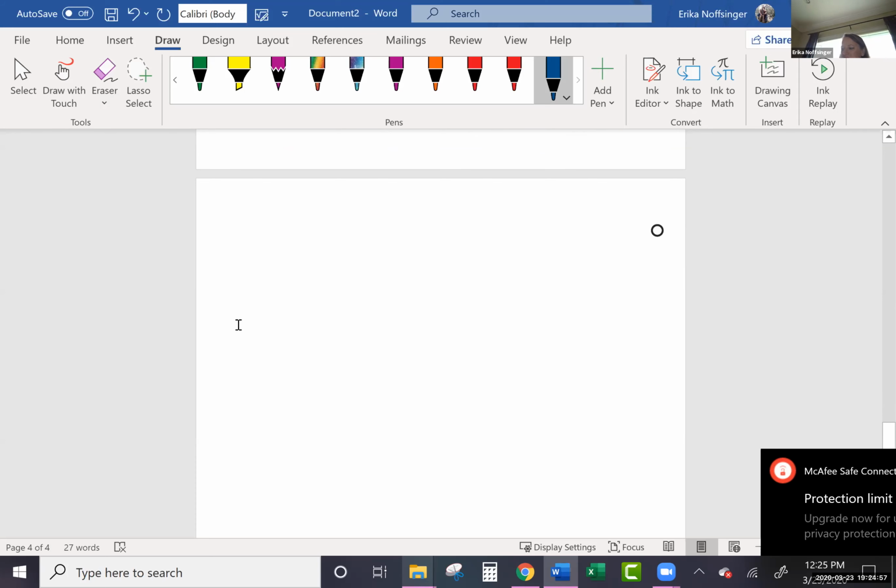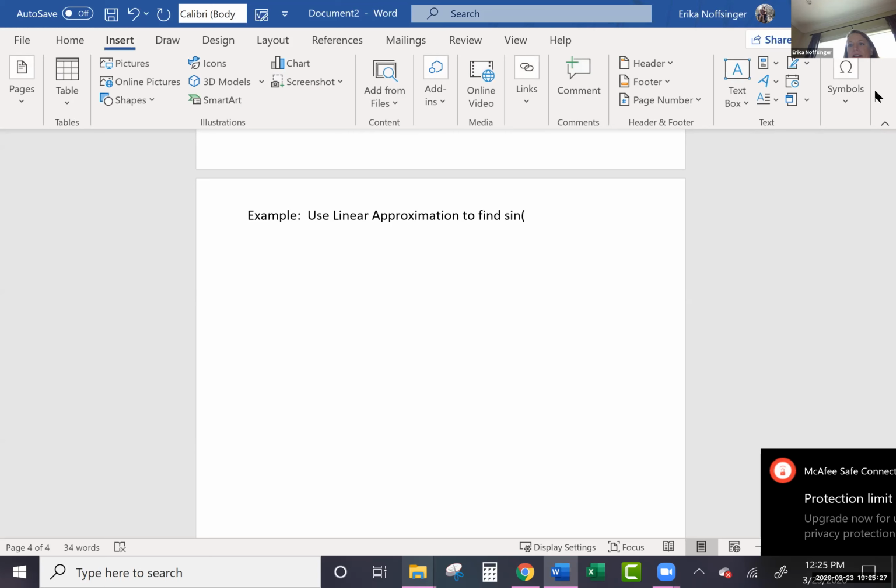So what if it said use linear approximation to find sine of 18 pi over 17? So use linear approximation. So 18 pi.